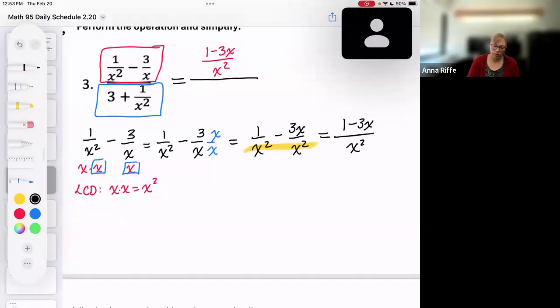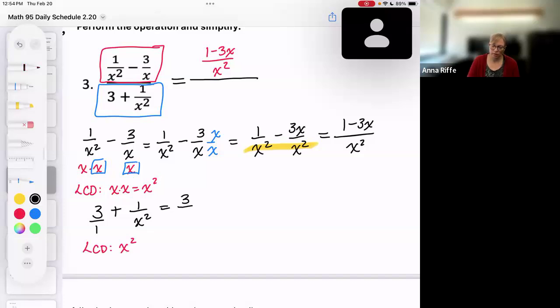I'm going to consider 3 plus 1 over x squared. And I can note that the denominator of the 3 is 1. If one of the terms that I am adding to a fraction is a whole number, I can essentially ignore that denominator when it comes to finding the least common denominator. My least common denominator here is that denominator of the second term, x squared.